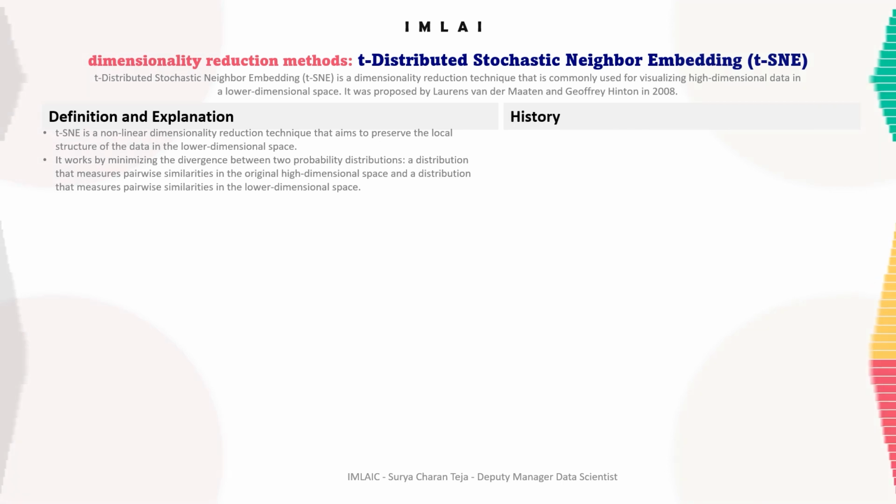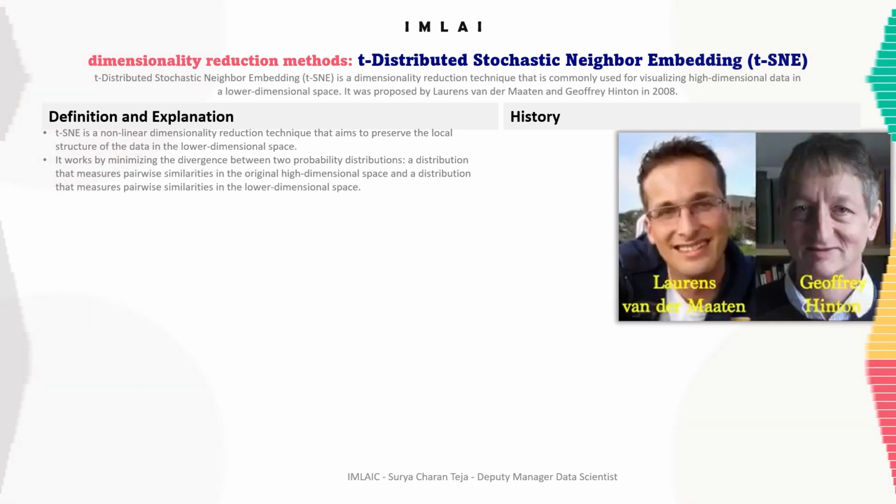Then let's look into the history of t-distributed stochastic neighbor embedding. So t-SNE was introduced as an improvement over the dimensionality reduction methods such as PCA and LLE, which often struggle to preserve the local structure of the data. So t-SNE, or t-distributed stochastic neighbor embedding, has gained popularity in the field of machine learning and data visualization due to its ability to create visually appealing and informative plots.